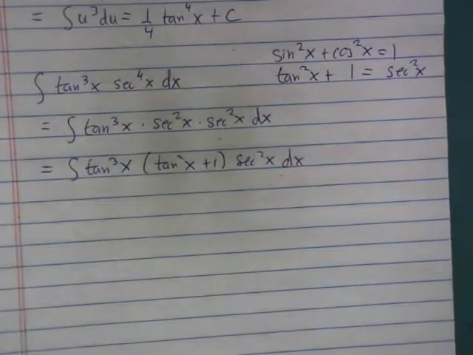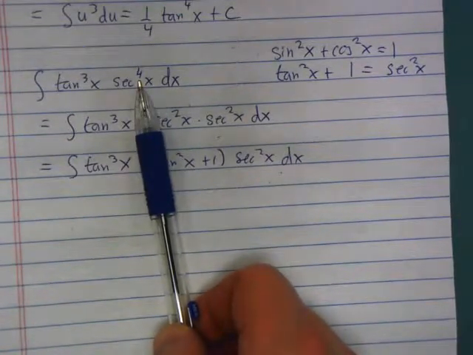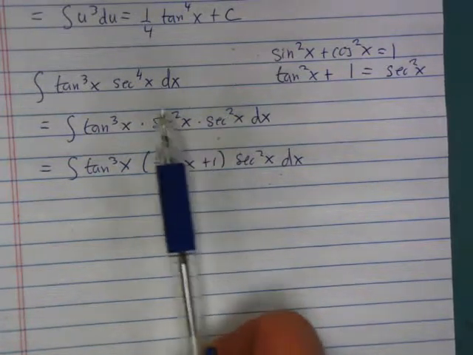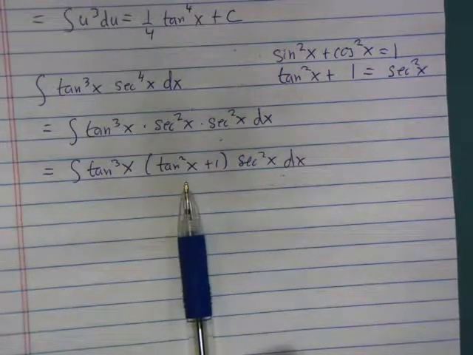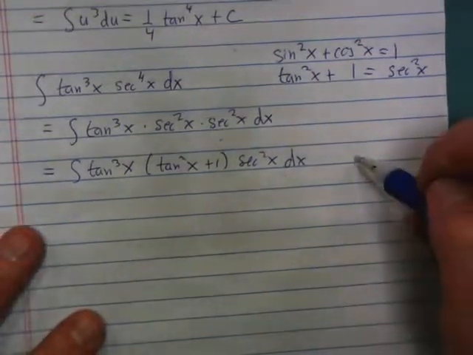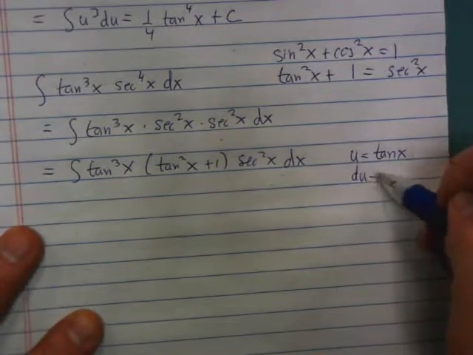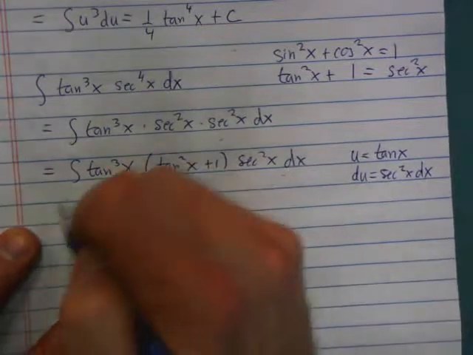All right. So anyway, the key is if you have an even power of secant, life is good. If you have an even power of secant, you're going to pull out a secant squared, and all the other secants that are left, you're going to use your identity to get rid of them and write them using tangents. And then u becomes tangent x, and du is secant squared x dx. Works out really well.